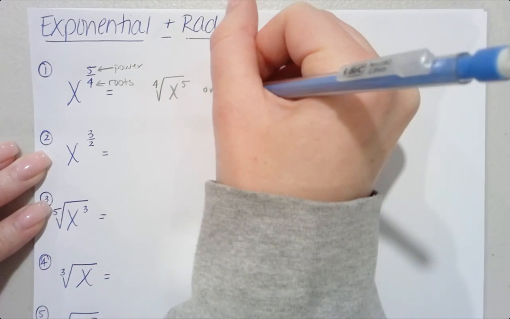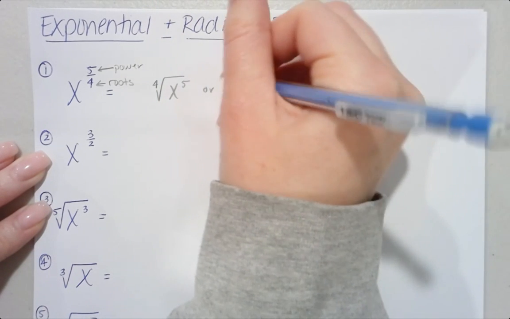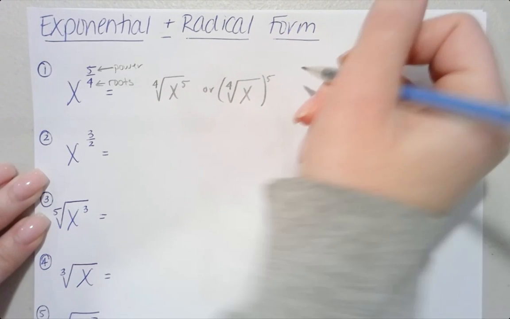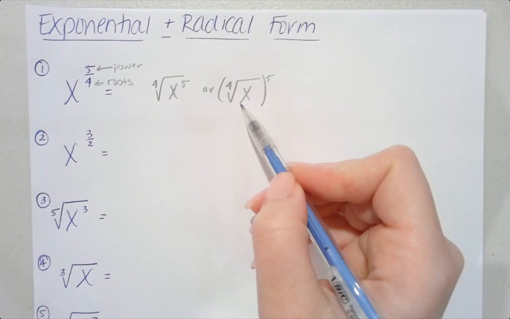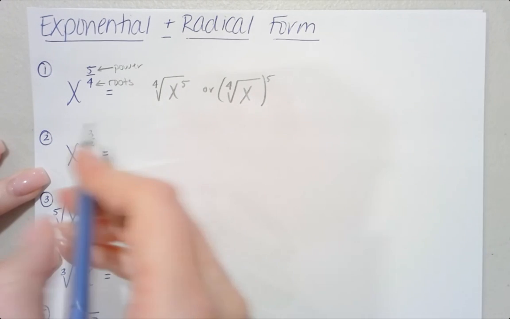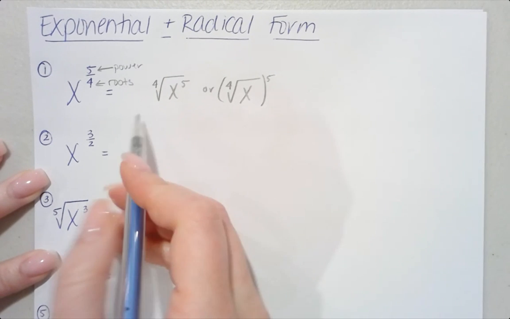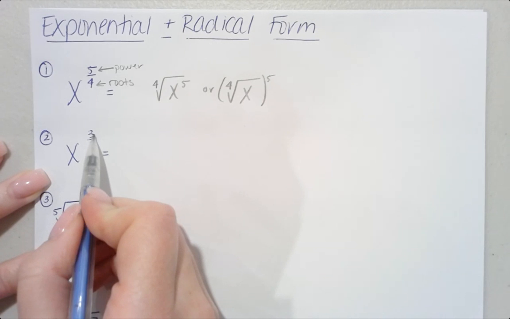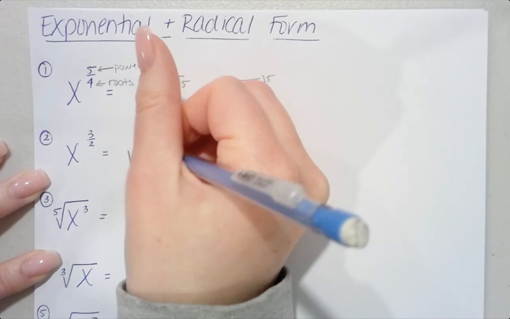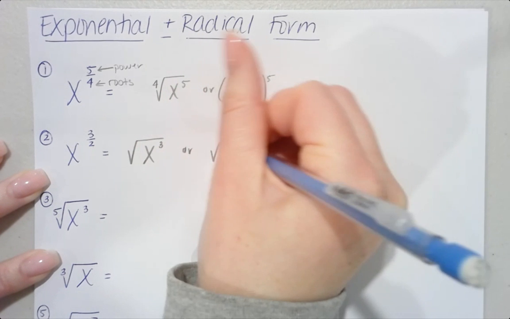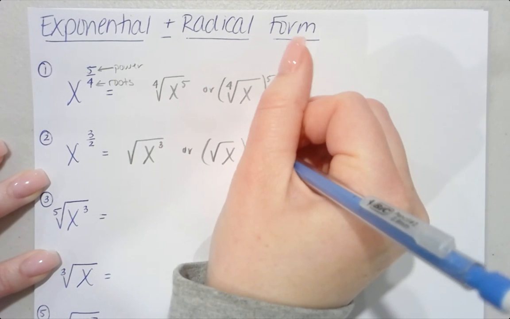Or I'm going to constantly remind you guys that you can write it as the 4th root of x all raised to the 5th power, because this form is sometimes helpful when we're solving more complex problems later. But either answer is acceptable. Let's try one more. Remember, this is your power and this is your root. So it's going to be the square root of x to the 3rd power, or the square root of x all raised to the 3rd power.